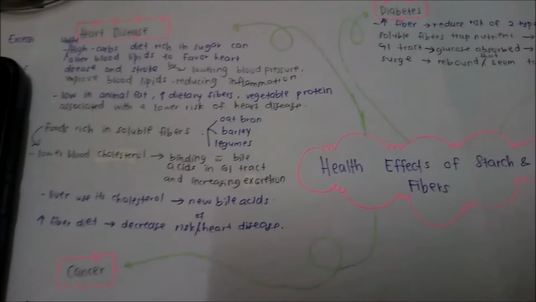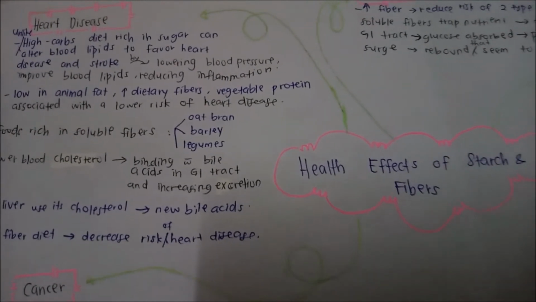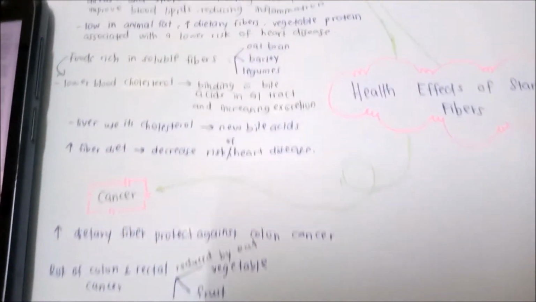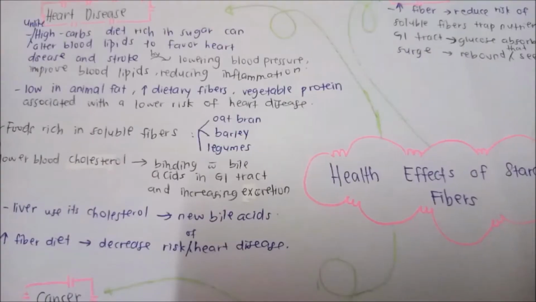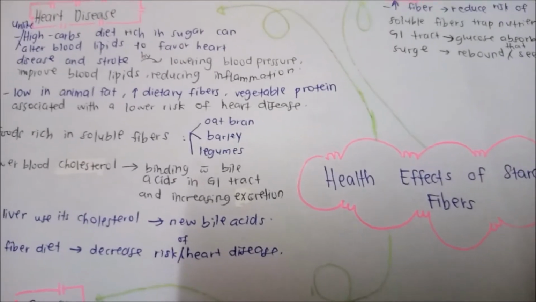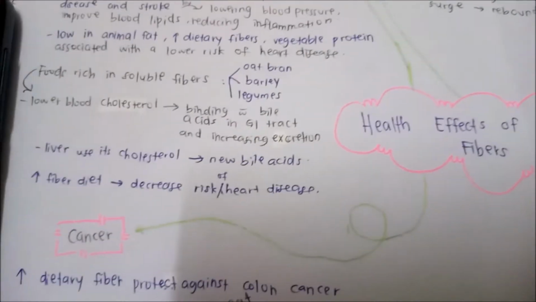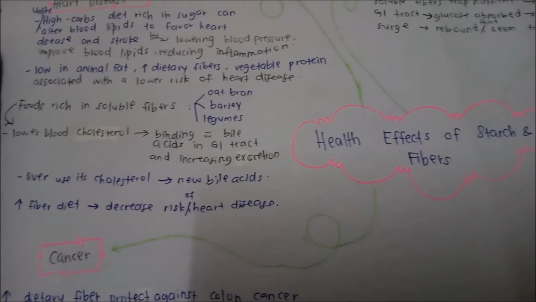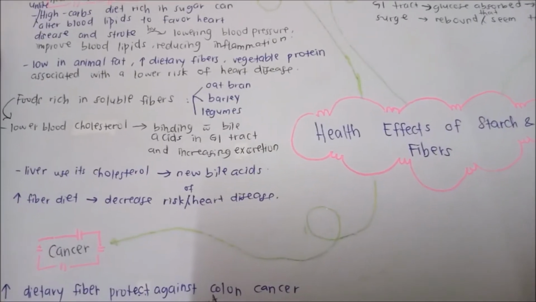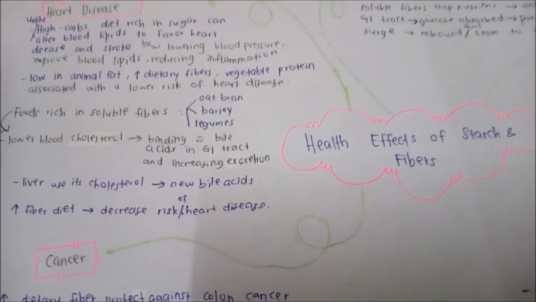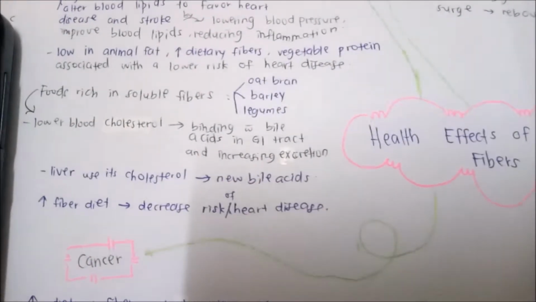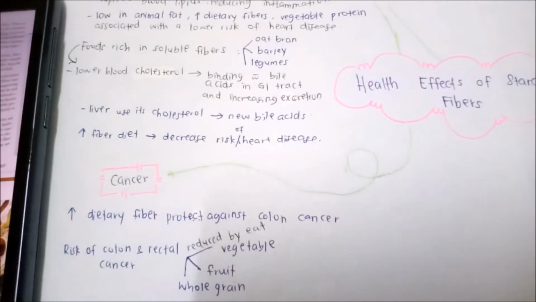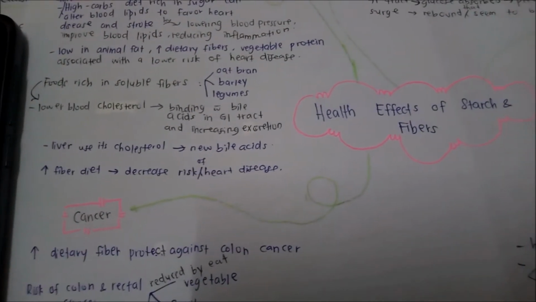Low in animal fat, high dietary fiber and vegetable protein associated with a lower risk of heart disease. Okay, makanan yang kaya dengan soluble fiber iaitu oat bran, barley and legume iaitu kacang akan merendahkan blood cholesterol, di mana dia akan binding dengan bile acid in GI tract and increasing excretion. Okay, high fiber diet akan mengurangkan risiko sakit jantung.